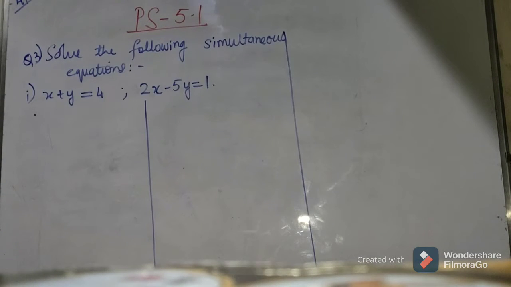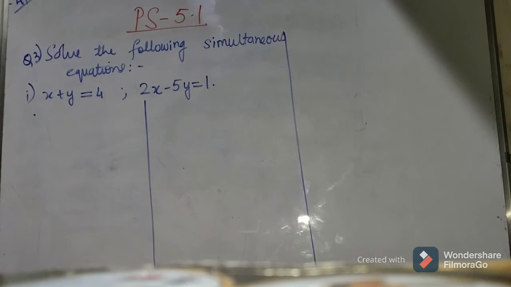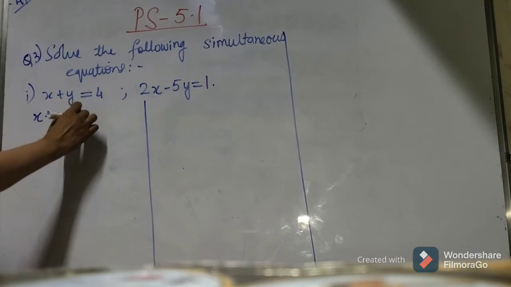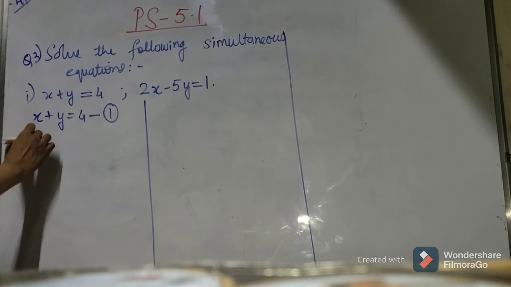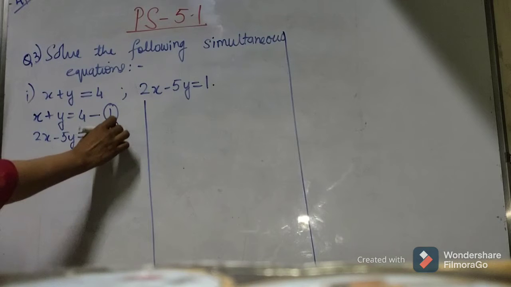Okay, coming to question number 3, solve the following simultaneous equations. Now this is a very important question. We have to understand how to solve it. So this is the first question, x plus y is equal to 4 and 2x minus 5y is equal to 11. So first thing we are going to do is give numbers to the equations. That is the first thing that you have to do. So x plus y is equal to 4, we'll mark it as equation 1. And 2x minus 5y is equal to 11, we are going to mark it as equation 2.